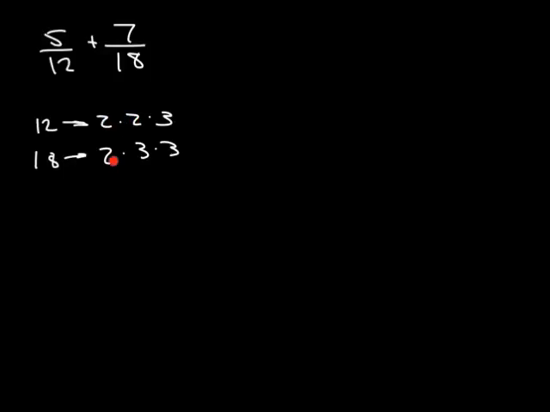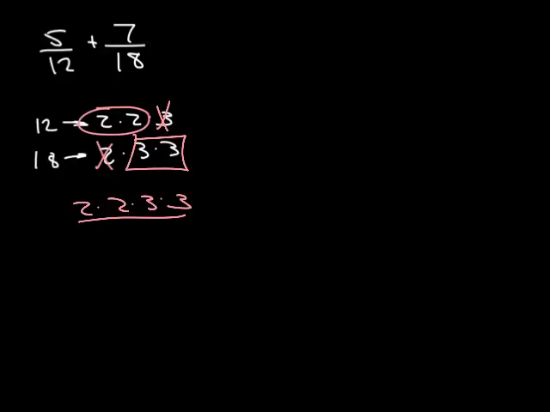2 occurs twice here and once here, so we want these two because they occur the most in this row, and we'll throw that one out. The 3 occurs once here but twice here, so we want the ones that occur the most. We're going to take these and throw out that one. Now we multiply 2 times 2 times 3 times 3. That's 4, 9, 36. So that 12 just turned into a 36, and the 18 just turned into a 36.